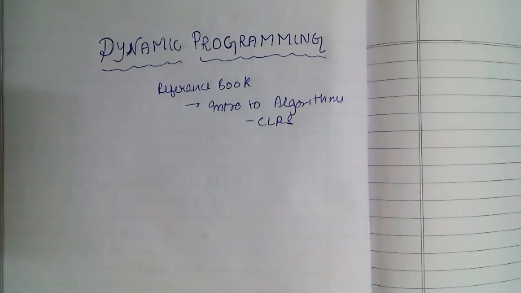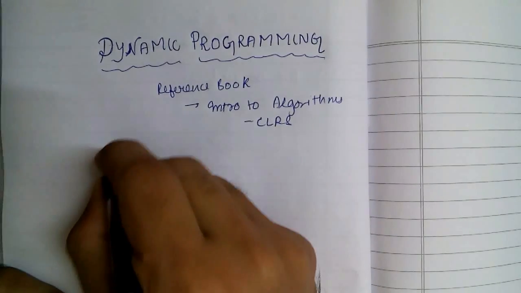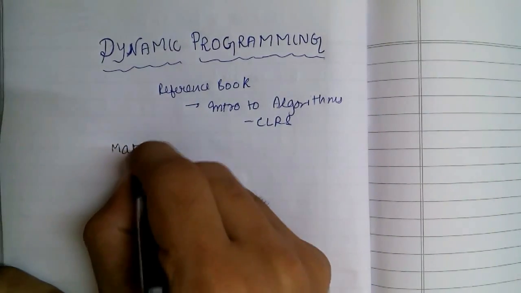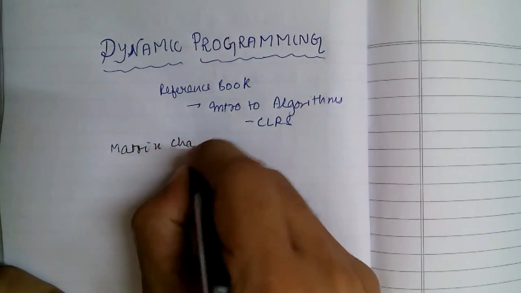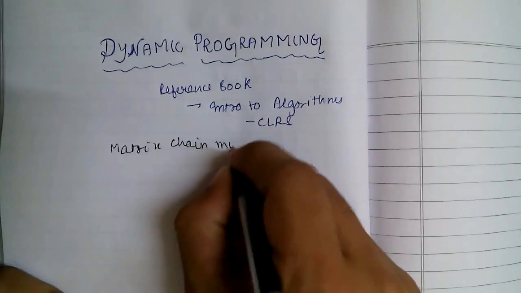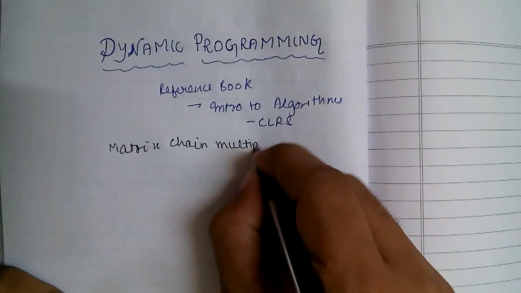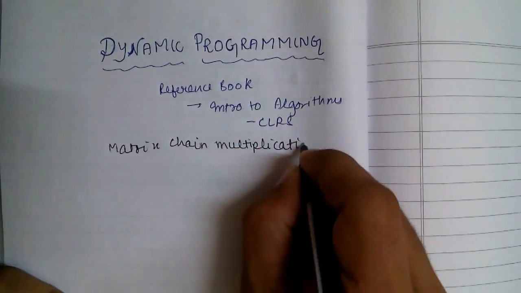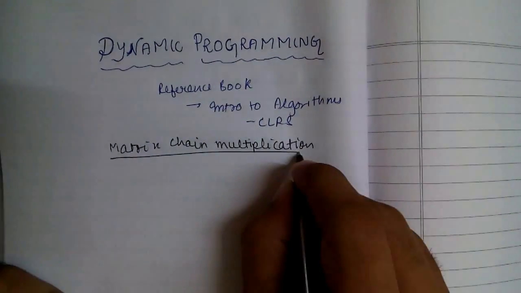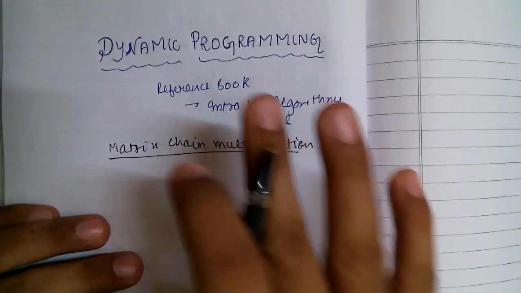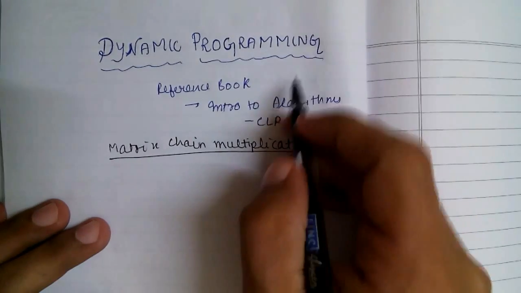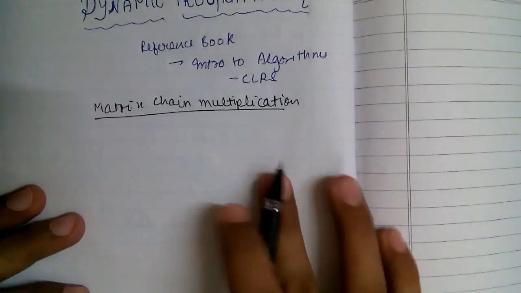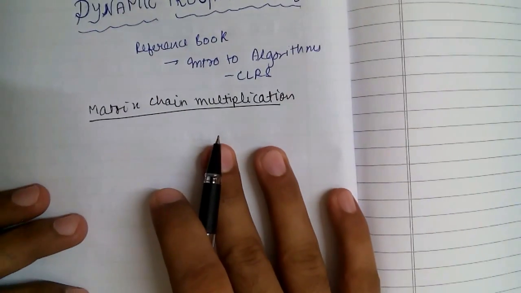Hi everyone. Today we are going to discuss a problem in dynamic programming, which is known as the matrix chain multiplication problem. I am not going to explain what dynamic programming is or the introductory concepts of it, but you will surely get it as we move along in the problem.